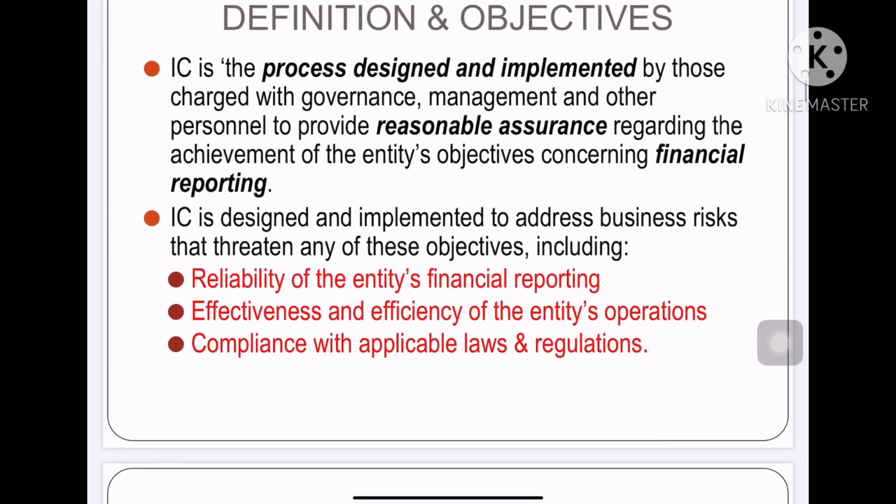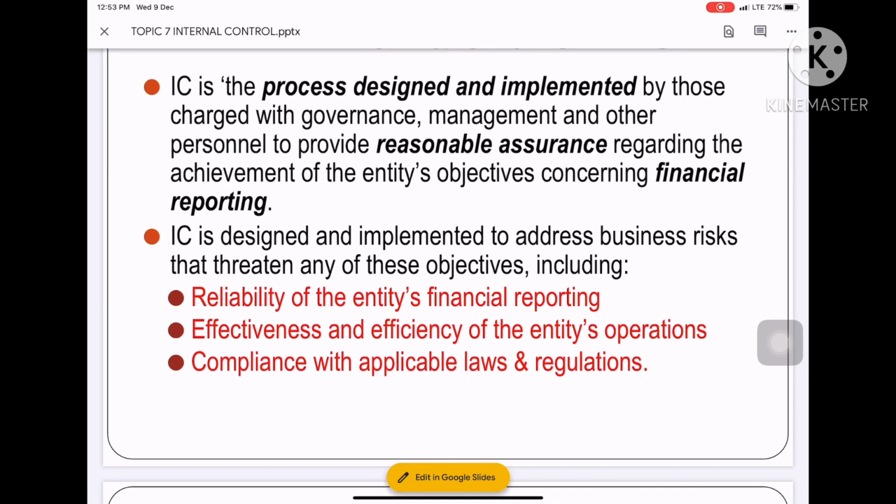Alright, definition and objective. So internal control is actually the process designed and implemented by those charged with governance, management and other personnel to provide reasonable assurance regarding the achievement of the entity's objective concerning financial reporting. You can see the highlight, the bold one is a process designed and implemented. So it's actually what the rules and procedures have been designed and have been implemented in the business. For what reason? To make sure of the reasonable assurance related to the entity's objective concerning financial reporting.